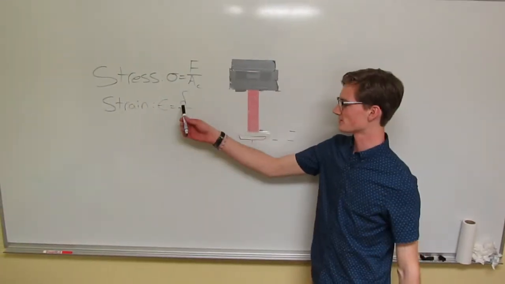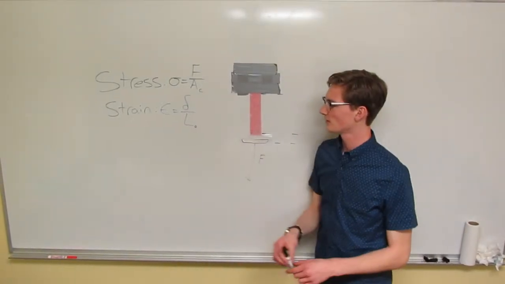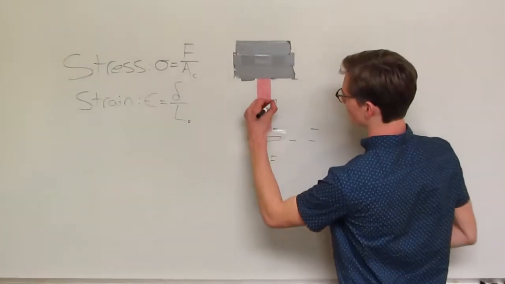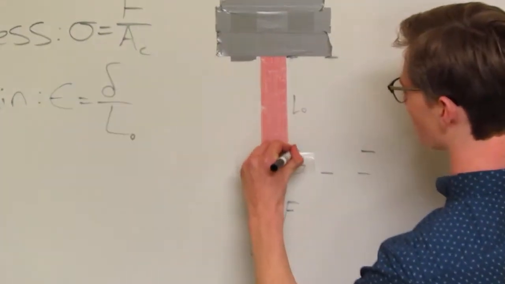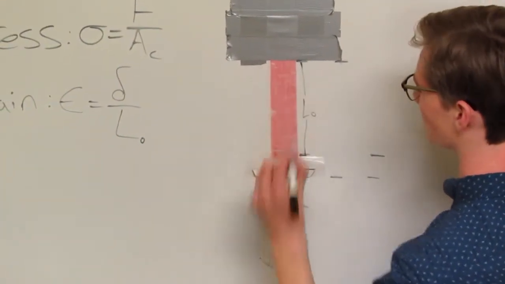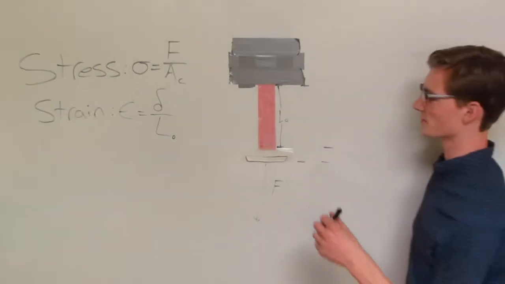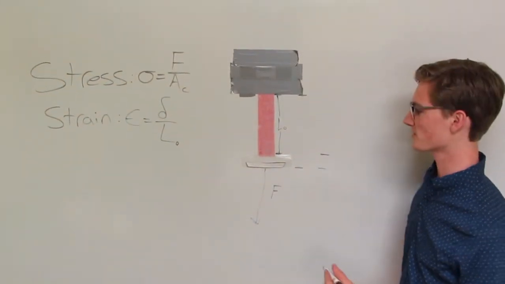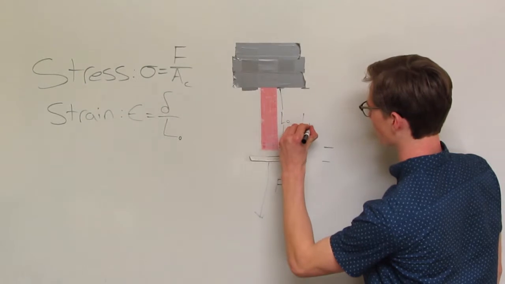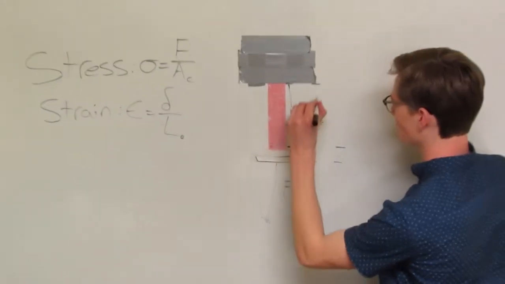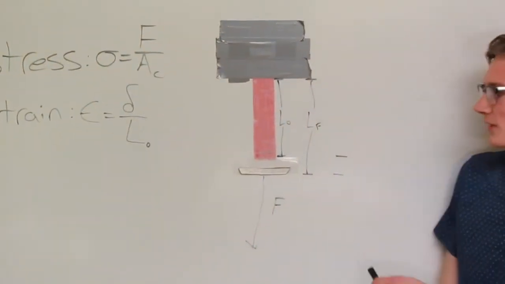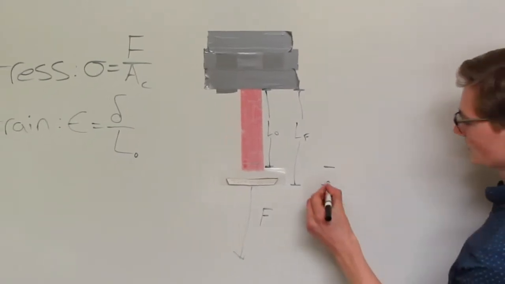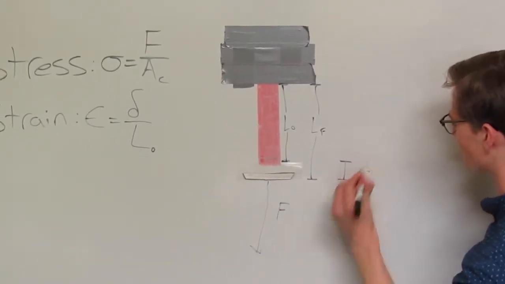Strain is defined as the displacement over length initial. We define length initial as the length of the plastic wrap before it is stretched. In order to find displacement, we must measure the length final, or the length of the plastic wrap after it is stretched. We then take the difference of length final and length initial, which gives us our displacement.